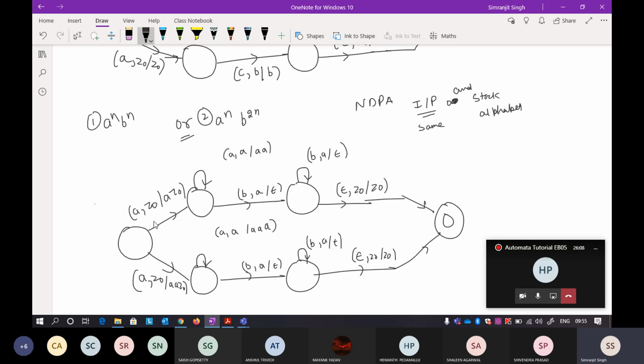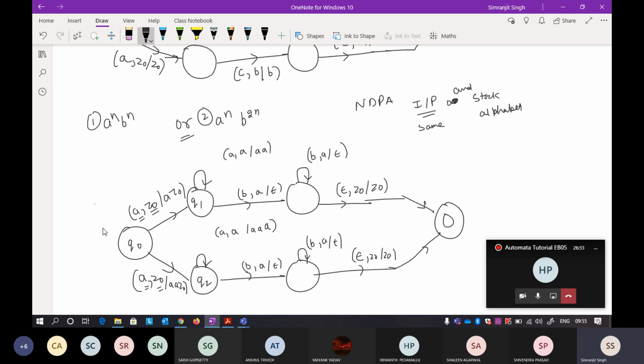Okay, so now check, there is an input a here, same stack alphabet Z naught. The q node, on the same input and the same stack alphabet, is going towards two different states, that is q1 and q2. So you can say that this is your non-deterministic pushdown automata. That is why it is a non-deterministic one.